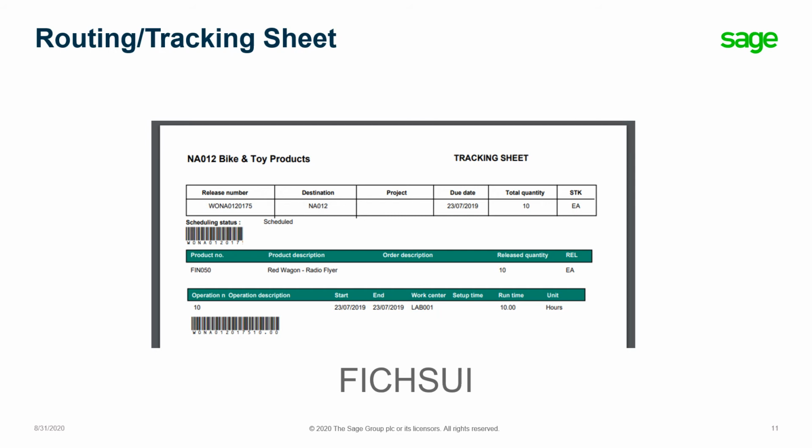This report prints the sequence and details of the individual operations for work orders that have been scheduled. The total number of finished goods required is provided, as well as the setup and operating runtimes, and the start and end dates for each operation.